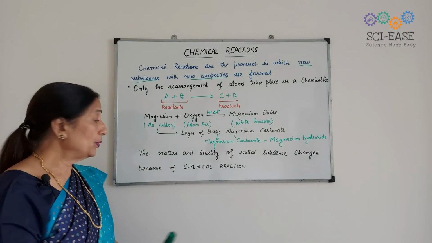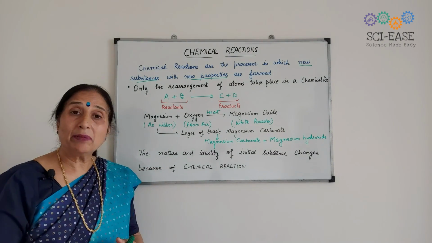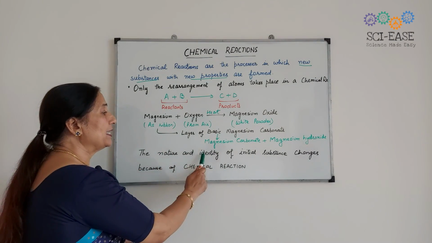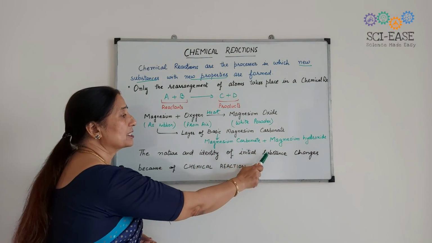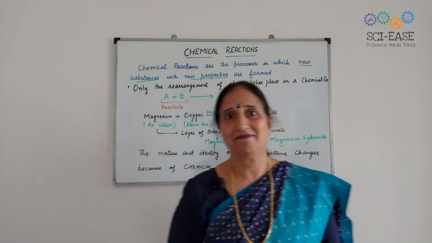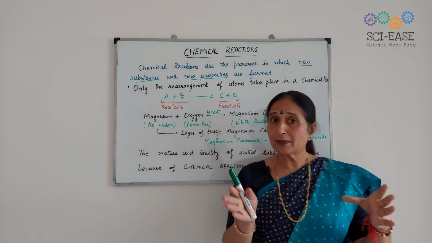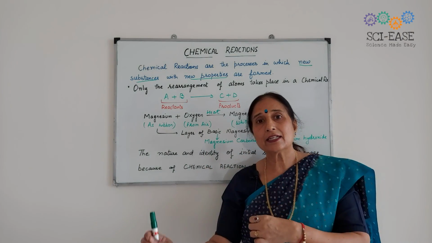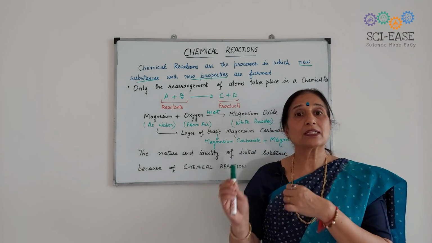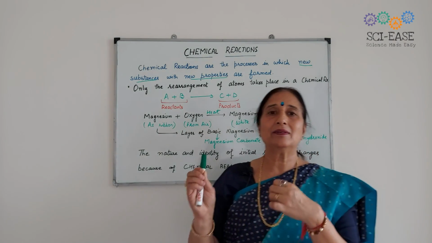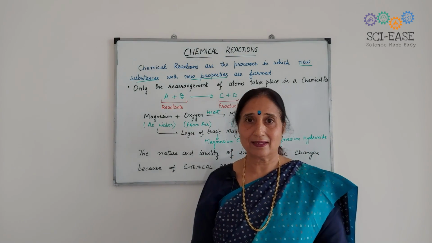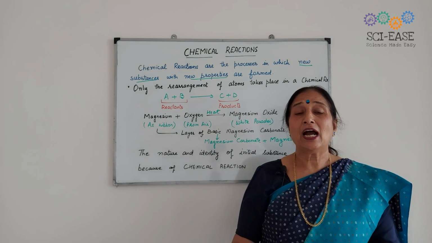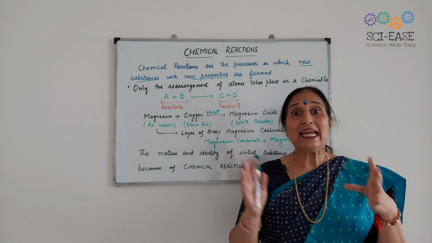One thing I want to tell you, that when the chemical reaction takes place, the nature and identity of the initial substance changes. The initial substance is the reactants. The nature and identity of the initial substance will change when the chemical reaction takes place. I think the things are clear to all of you. I have told you many examples.